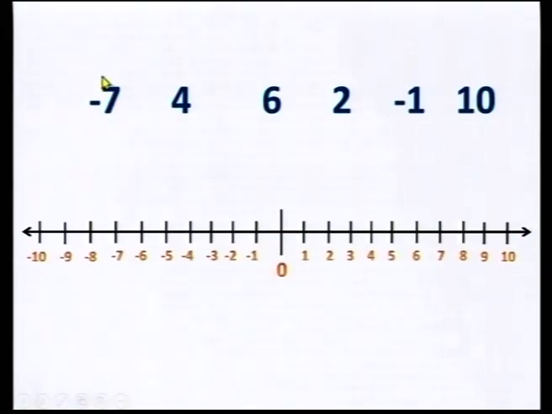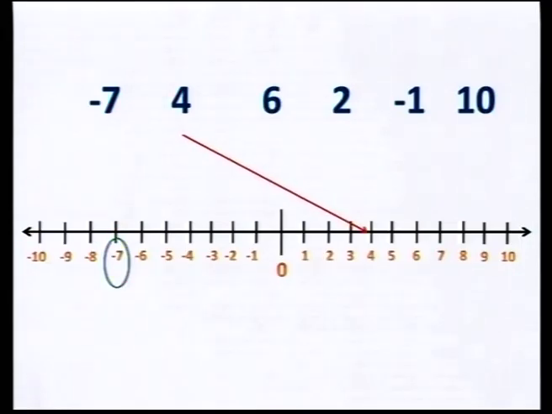Now what do you have to do? We have to write the descending order of these numbers. To write the descending order, what do we have to do? First we have to identify these numbers on the number line. Okay children, what is the first number? Minus 7. Now what am I doing here? I am rounding the minus 7.